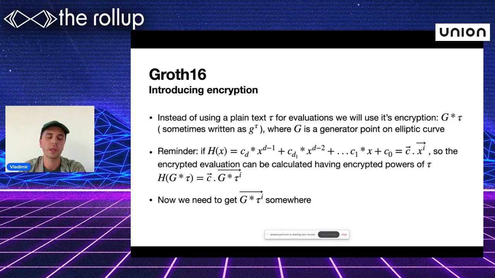And now if we have the encrypted powers of the variable, which is tau, so we have to calculate the evaluation at point g times tau, we just make the same dot product of the coefficients and the vector g times tau to the power of i for all the gates. So now we have to find this vector somewhere.